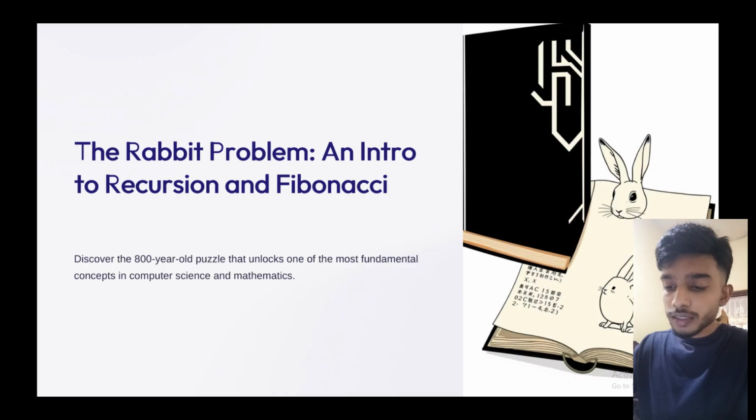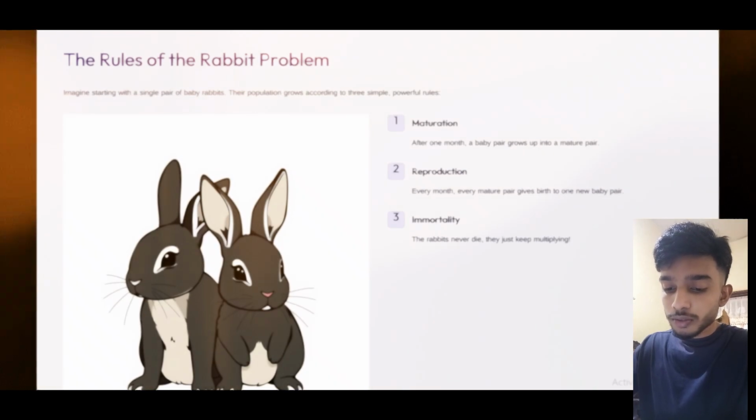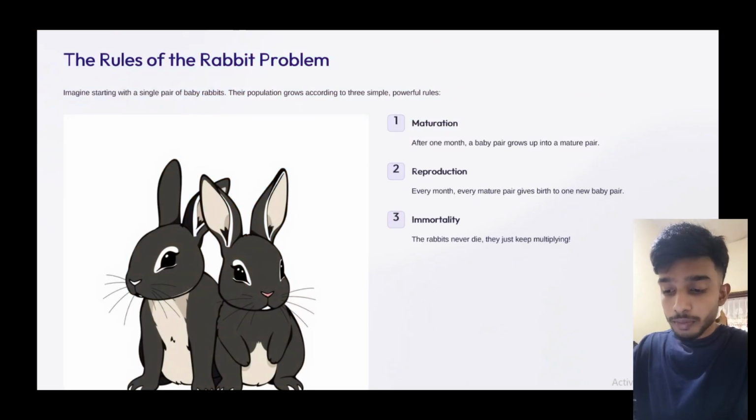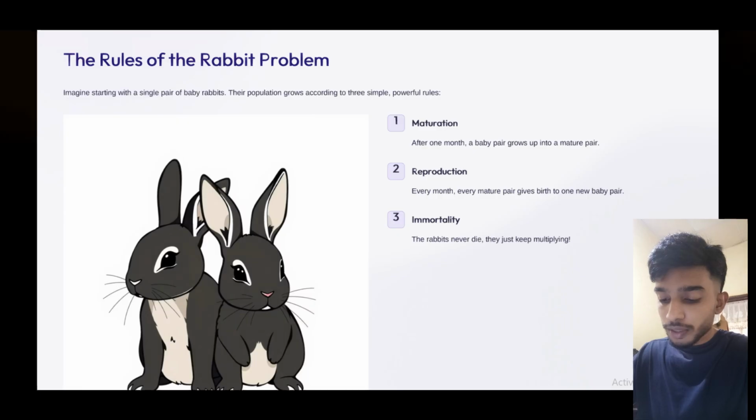First, we look at what the rabbit problem is. Now here are the rules. First rule, after 1 month, they grow up and become a mature pair. Second rule, every month after that, every mature pair gives birth to a new baby pair. Third rule, and the most important rule, the rabbits never die. The question is, after n months, how many pairs of rabbits do you have?